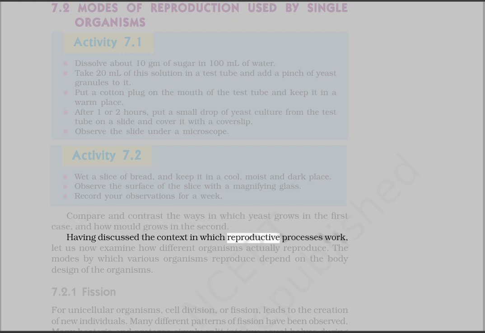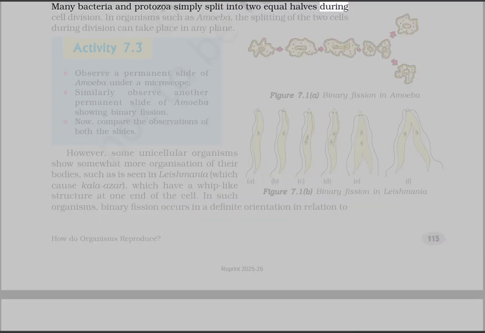Having discussed the context in which reproductive processes work, let us now examine how different organisms actually reproduce. The modes by which various organisms reproduce depend on the body design of the organisms. 7.2.1 Fission. For unicellular organisms, cell division, or fission, leads to the creation of new individuals. Many different patterns of fission have been observed. Many bacteria and protozoa simply split into two equal halves during cell division. In organisms such as amoeba, the splitting of the two cells during division can take place in any plane.